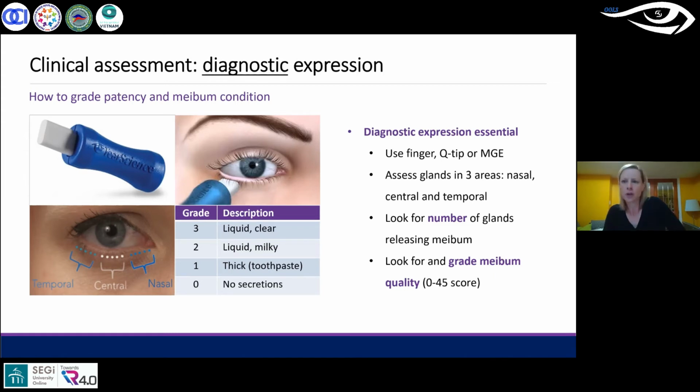What do you do in practice if you don't have a Meibomian Gland Evaluator? Well, there are other ways of gently pressing on the lower lid to have a look at those glands. It could be with a thumb, with permission from the patient.